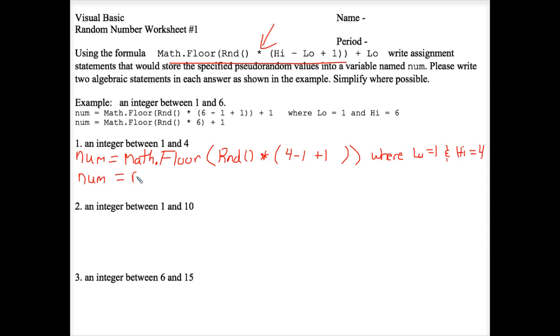Num equals, writing as neatly as I can with this mouse. You probably have neater handwriting on your worksheet. The simplest I can do here is Math.floor Rnd times, and 4 minus 1 plus 1 simplifies to the number 4. You end that parenthesis.